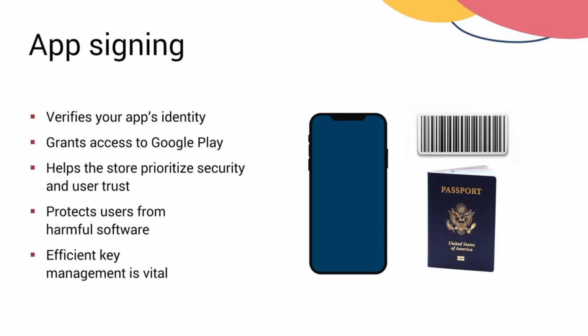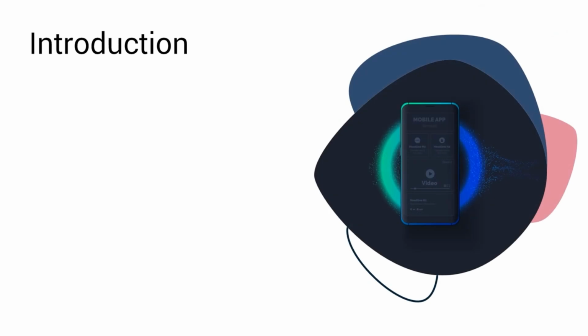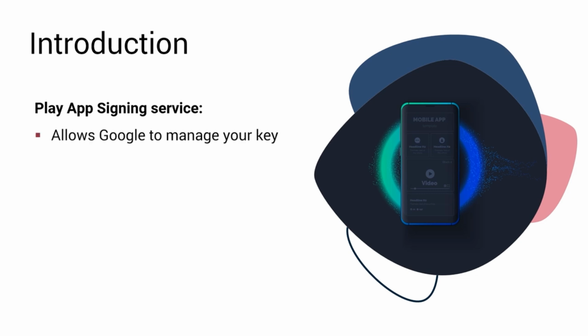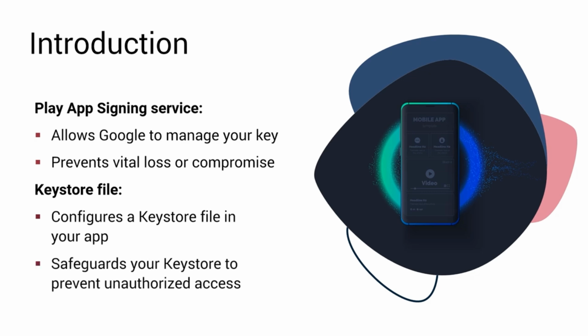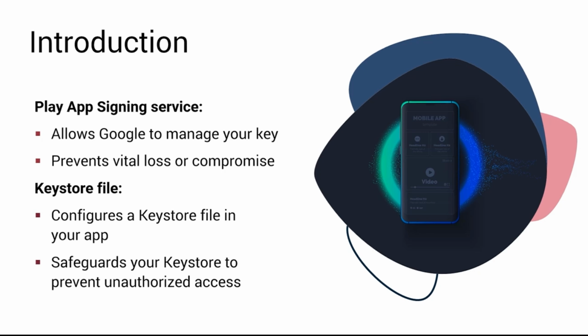You can choose from two methods to sign your app: The first is to use the Play app signing service that allows Google to manage your app's key. This method will help prevent critical loss or compromise. The second method provides you with more control over the signing process. Generate and configure a key store file in your app to ensure the signing process is complete. It's essential to safeguard your key store to prevent unauthorized access to your app.